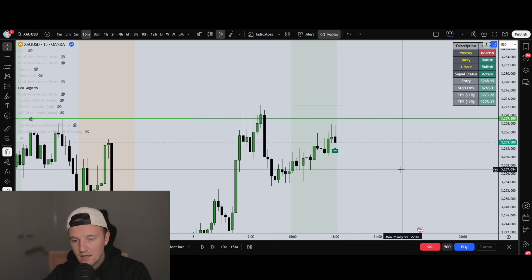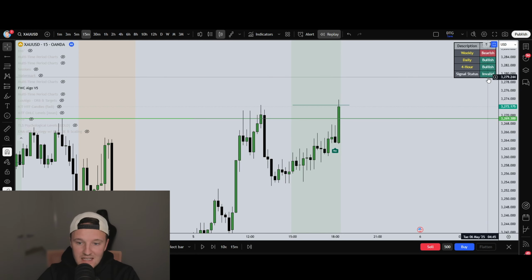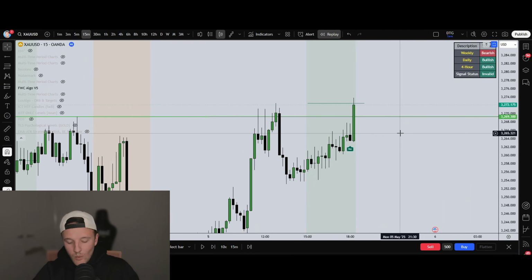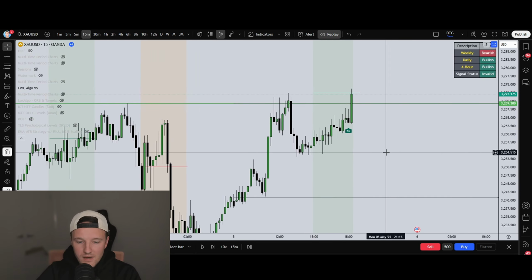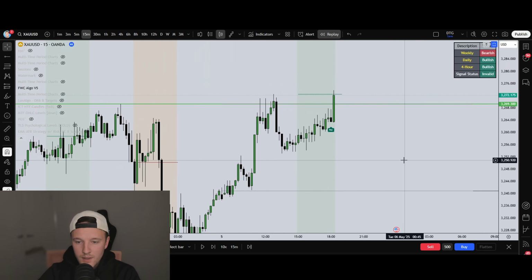We have a buy signal on the 15-minute right here. As you can see in the top right, it gives you entry, stop loss, take profit 1, take profit 2. It didn't get triggered. As you can see, it says invalid because in order for this signal to get triggered, this candle would have to break those previous 15-minute highs up here. And as you can see, it did not. So again, waiting for the signal, waiting for an entry. We still have our bias, our direction, and our confluence.